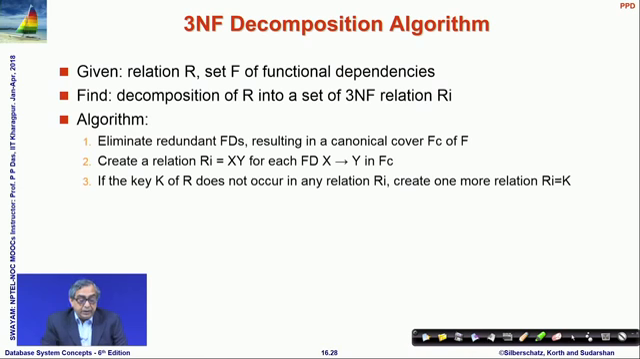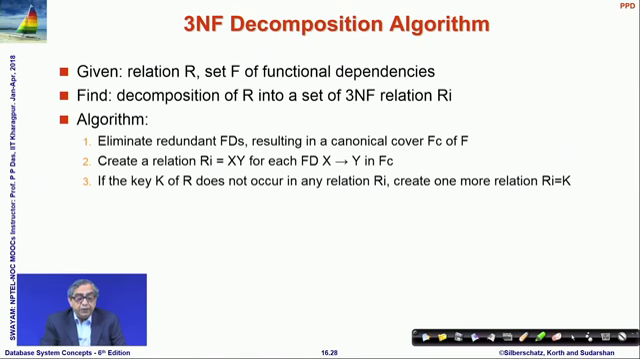So, what is the decomposition algorithm? Written in very simple terms: you are given a relation R and a set of functional dependencies that hold on it. So, you first compute a canonical cover. You know what a canonical cover is. So, you eliminate extraneous attributes, eliminate redundant FDs, and you have the canonical cover Fc from F.